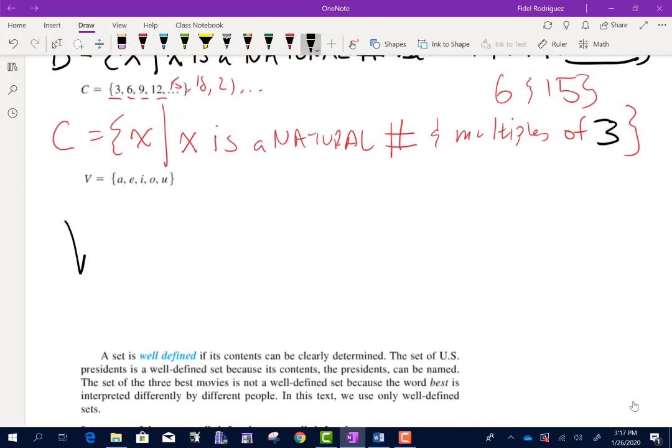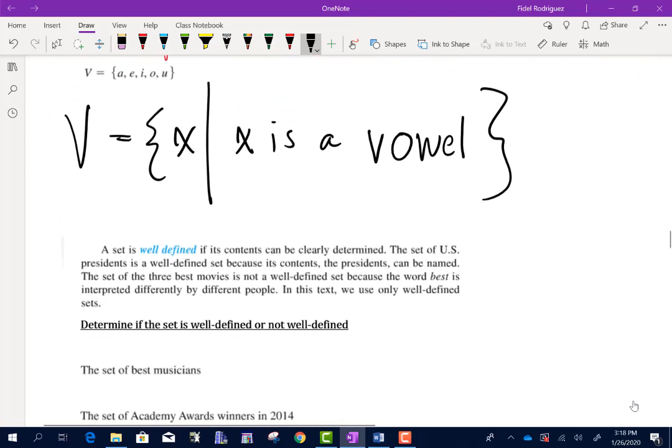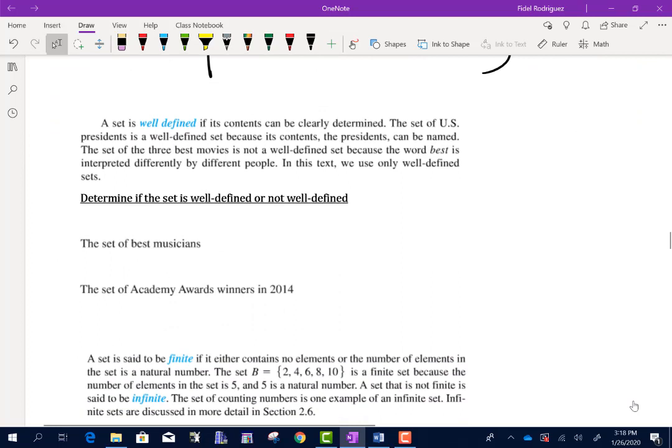Okay, V is the set of x such that x is a vowel, right? These are all vowels. Okay. All right, so I hope set builder notation makes a little bit more sense now that we've gone through a few of them. Let's take a look here.